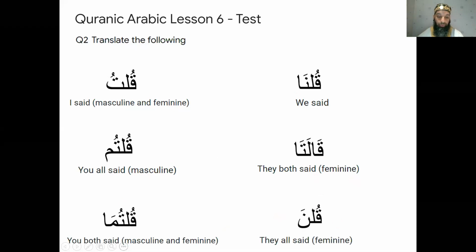قُلْتُمَا, you both said. And قُلْنَا, they all said. If you're struggling with the tables and you need to cut down something, then delete all the duals. Do the singulars and plurals. The duals do not come up so much in the Quran. So if you want to do it properly, then learn the duals because they do come. But if you're struggling and it's a matter of giving up or learning something, then drop all the duals.